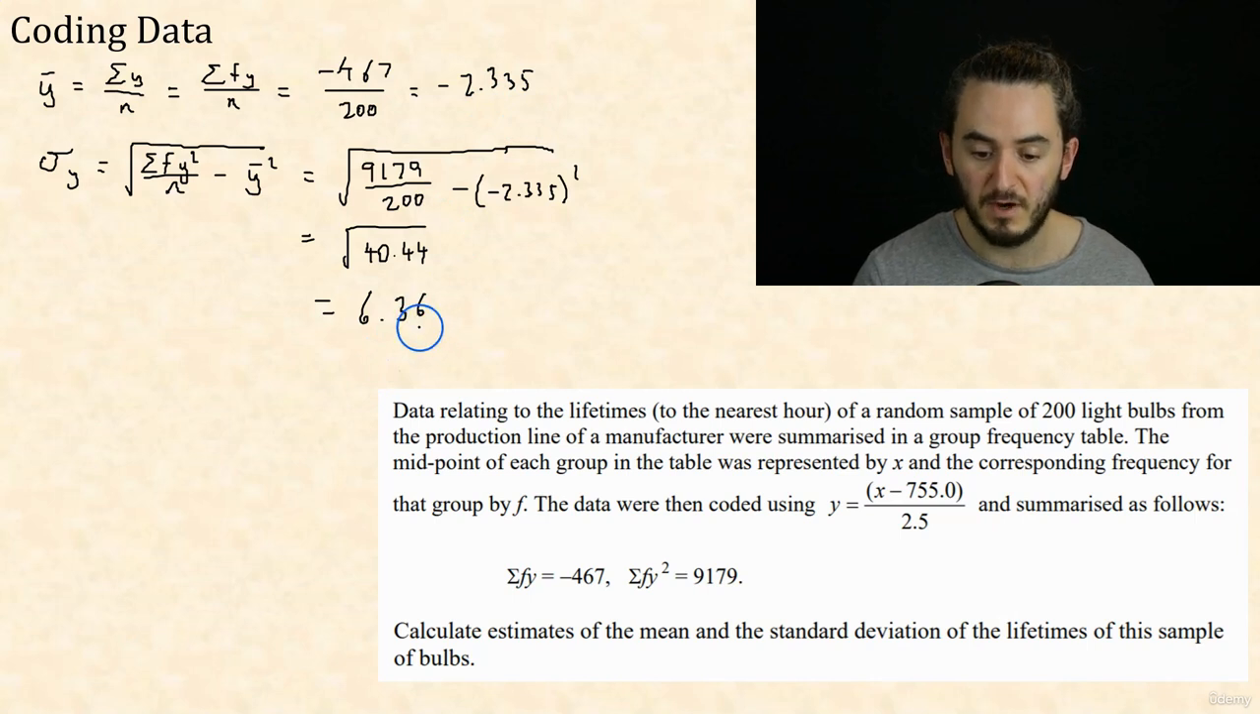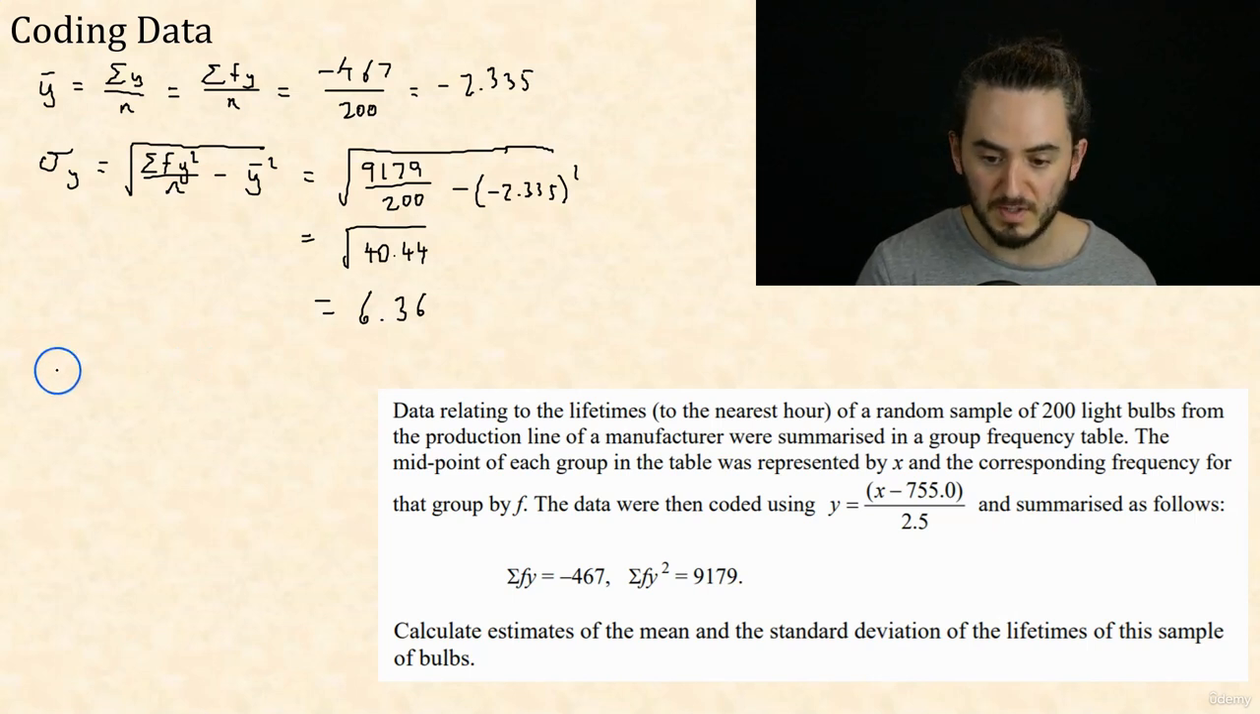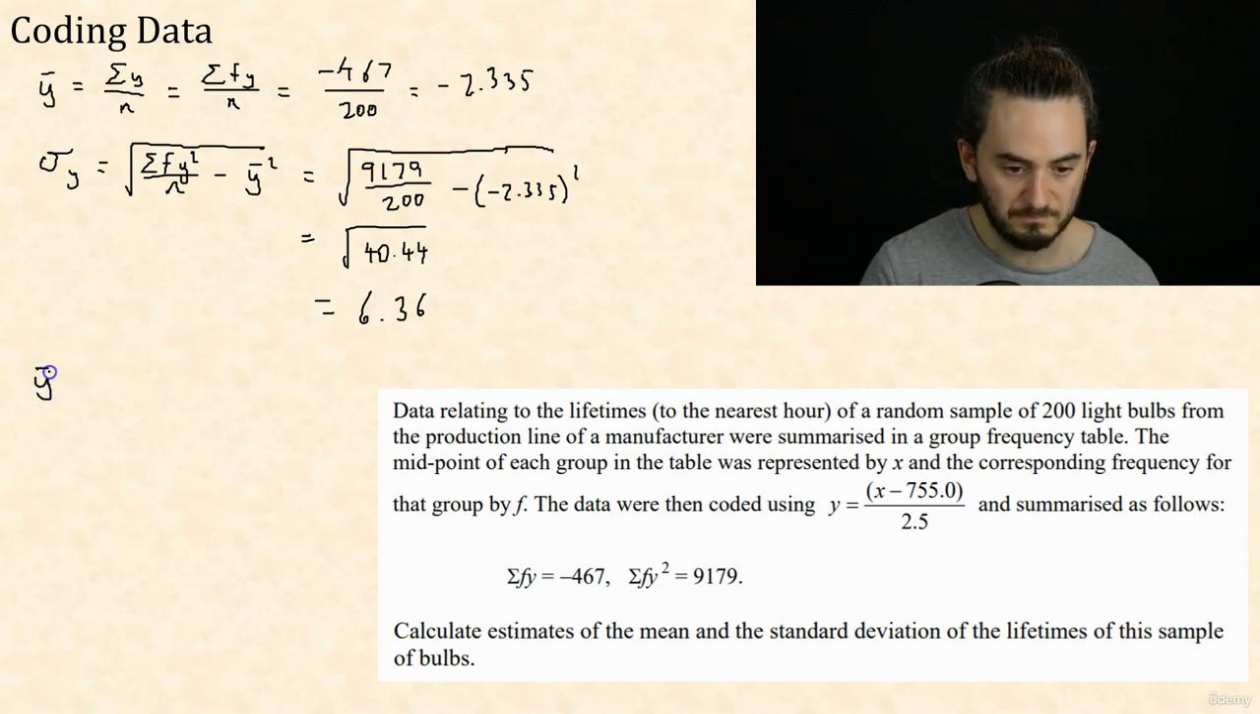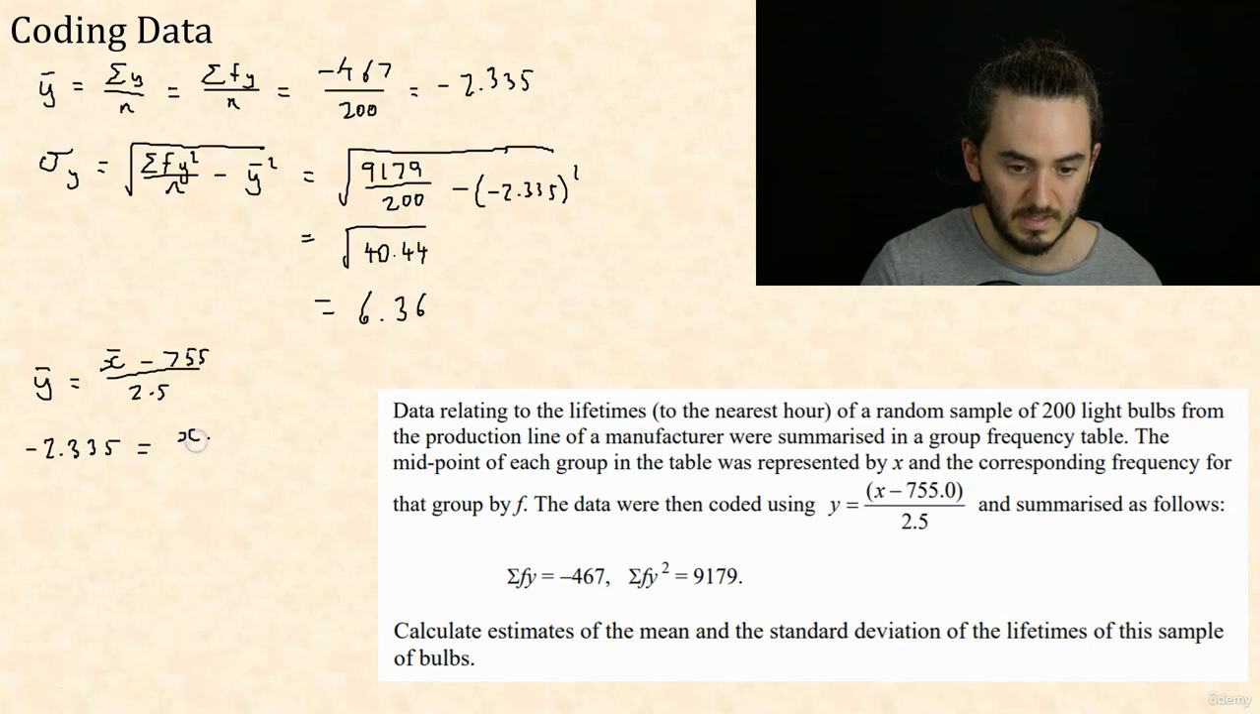I'm now in a position to find the mean and standard deviation of x, which is the lifetime of the bulbs. The relationship between those is that the mean of y is related to the mean of x in exactly the same way as the data was coded. So y equals x minus 755, I'm going to leave off the 0.0, divided by 2.5. We know the mean of y, it's negative 2.335, so I just sub that into this equation and then rearrange to find the mean of x.